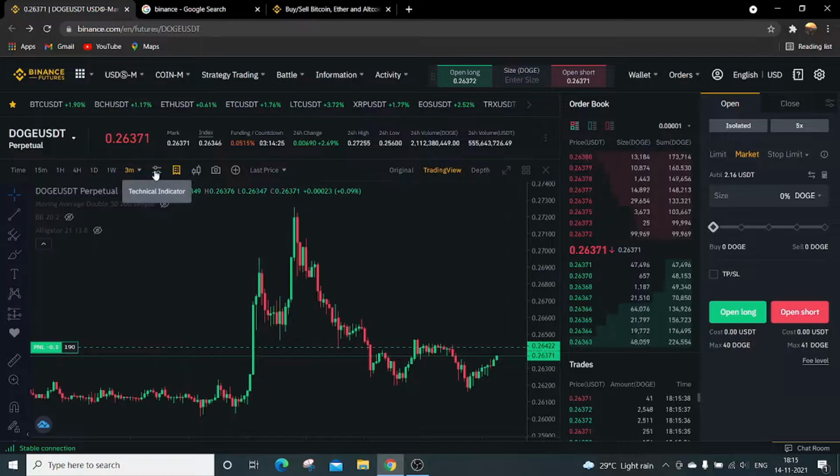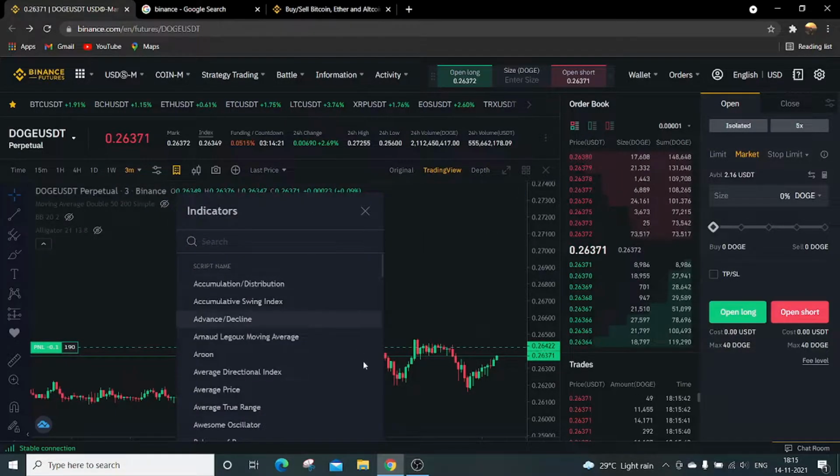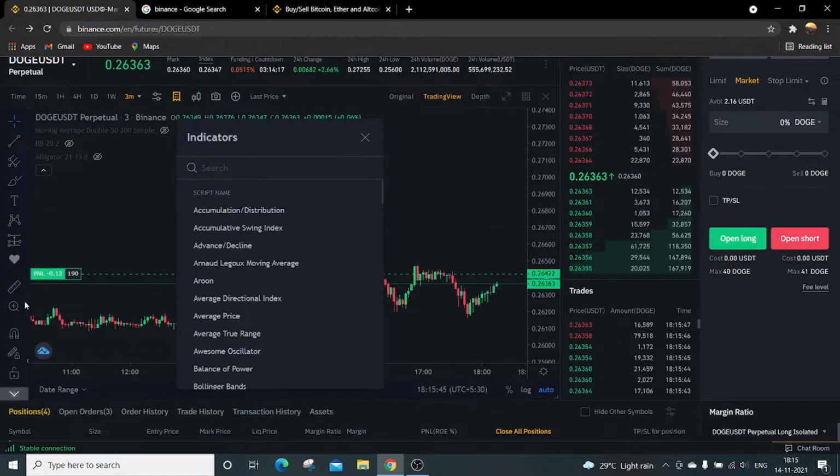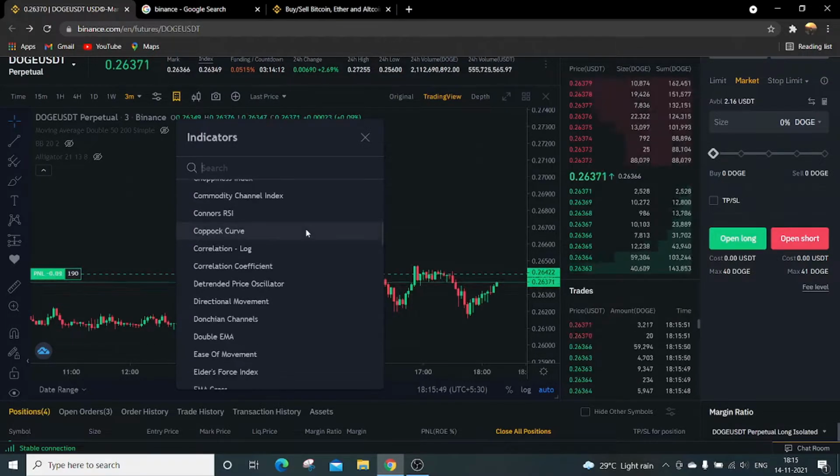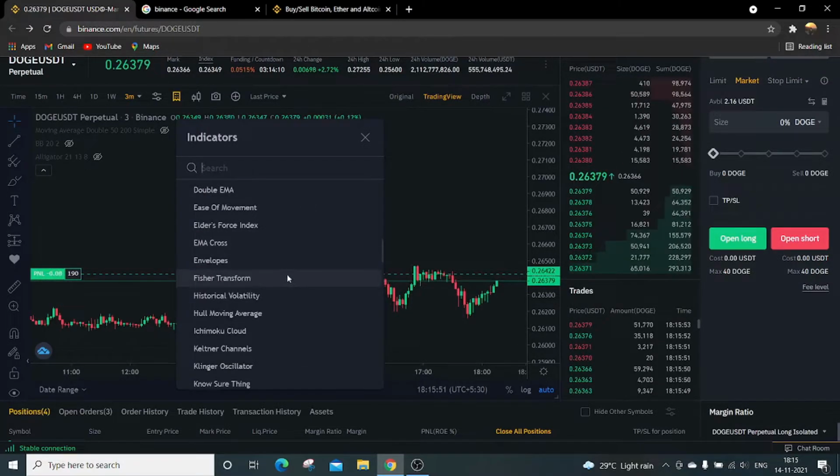Then the next button is for technical indicators. When you click on it, this window will open. All technical indicators are listed over here. Whichever you want to select, you can select. It will get displayed on this screen. Okay, and then just close it.